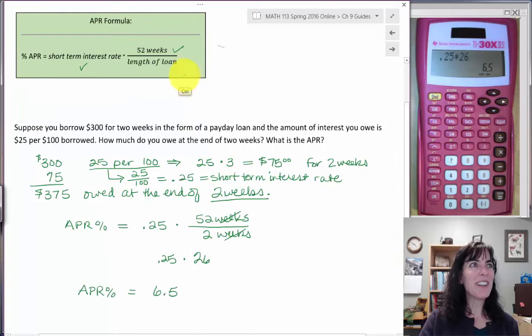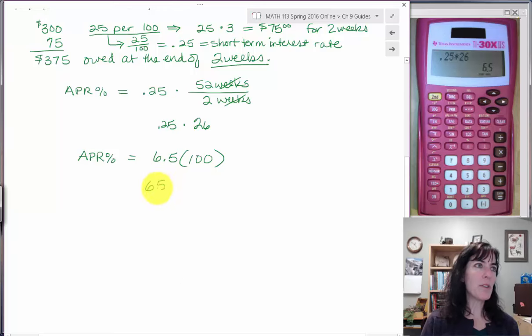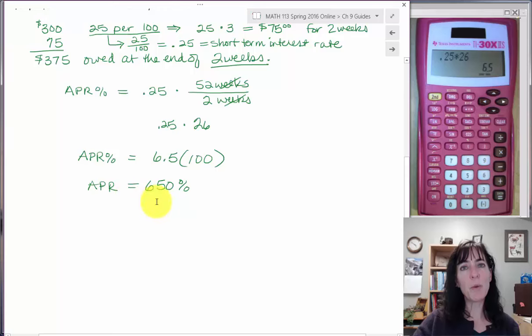I left off on here that this gives us a decimal value, and we do need to multiply by 100. So down here, we'll have to multiply this by 100. It should be updated in your formula. And when we do that, then we end up with 650% is the APR. So if we were to borrow that money on those terms for a full year, we would pay 650% of our original value.